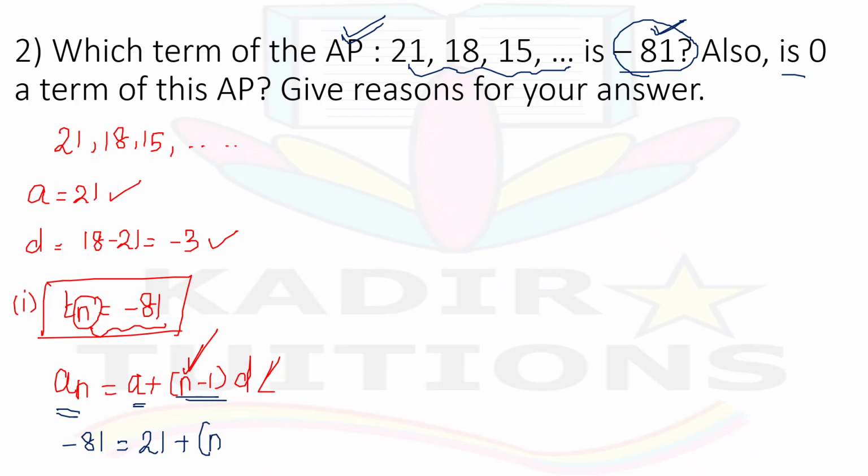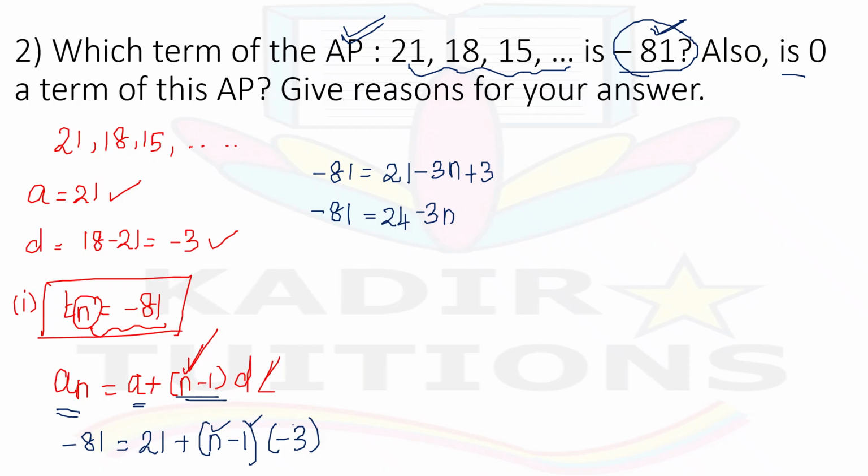N value, so we'll write n minus 1 as such, and we know the value of d, which is minus 3. So now if you solve this, minus 81 equal to 21, and here this 3 is common for both n and minus 1, so we can multiply it. So we'll be getting minus 3n plus 3. So over here minus 81, 24 minus 3n.